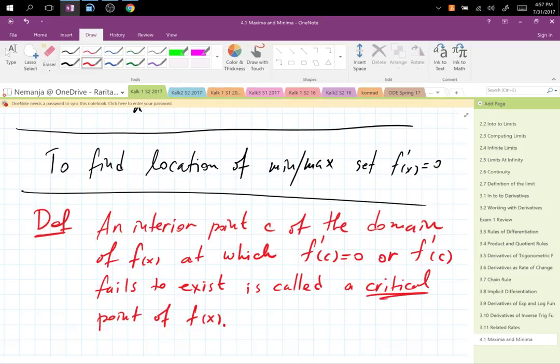So we start first in this section with figuring out minima and maxima without worrying about any other stuff. And then we'll upgrade later.